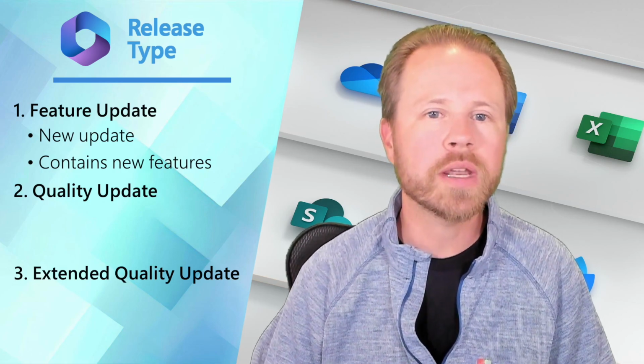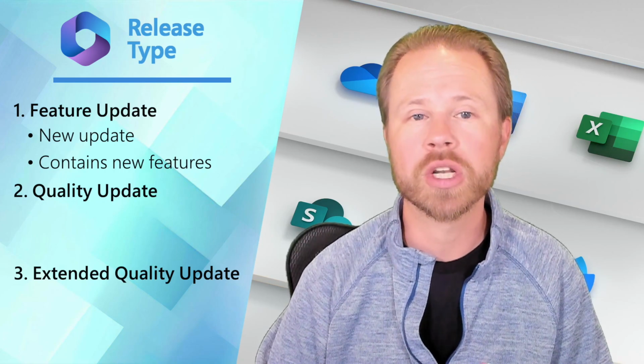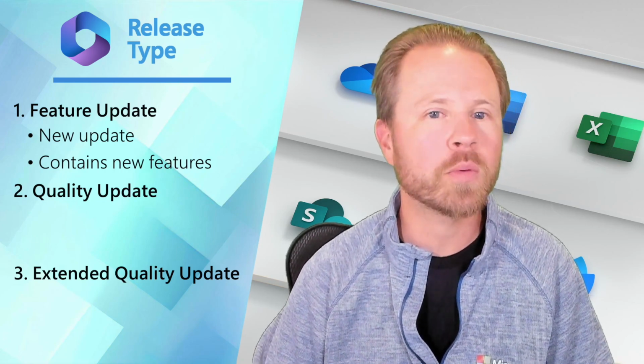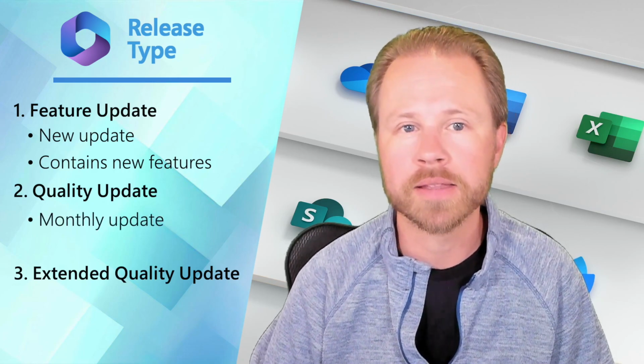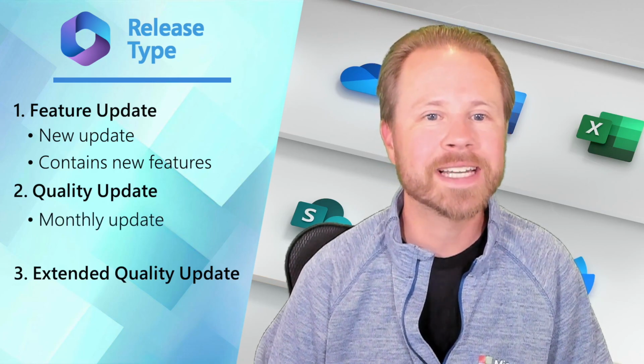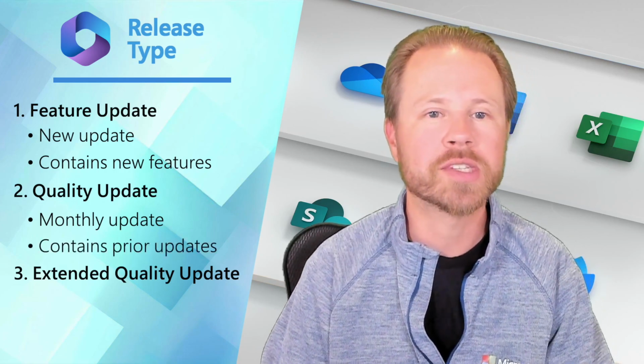With semi-annual enterprise channel, we only get a new feature update in January and July, which means in February, it's no longer going to have feature update in the title, it will have quality update in the title. However, it does contain the feature changes that came in January, again, because it's cumulative.